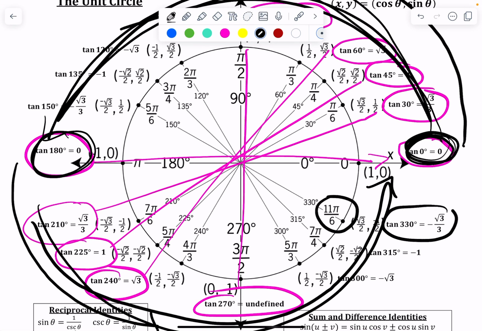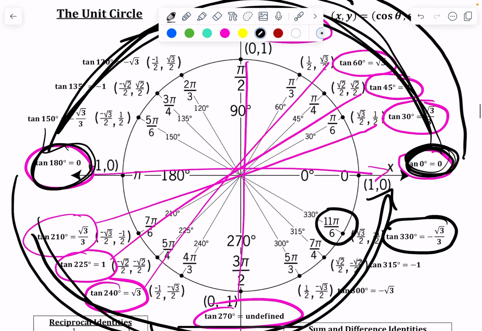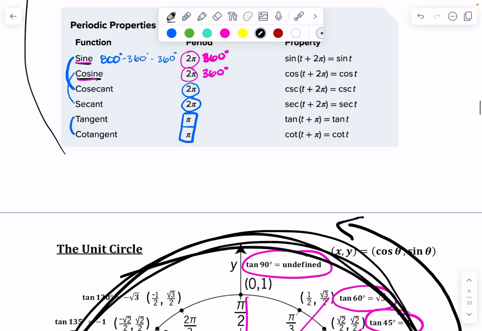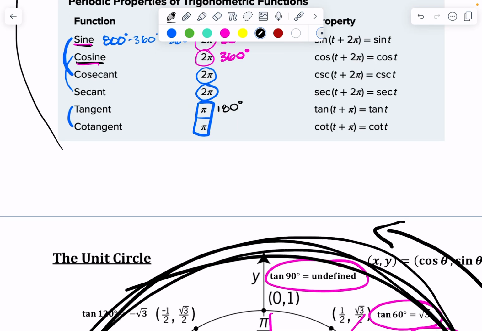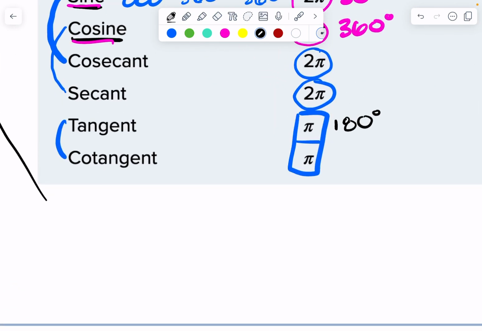I could even look at 11 pi over 6. 11 pi over 6, its tangent is negative square root of 3 over 3. It will be the same thing as 5 pi over 6, negative square root of 3 over 3. So after 180 degrees, it's going to begin to repeat, right? Its values repeat. And 180 is another way of saying just pi units, okay? And since cotangent goes with tangent, that's how it repeats.